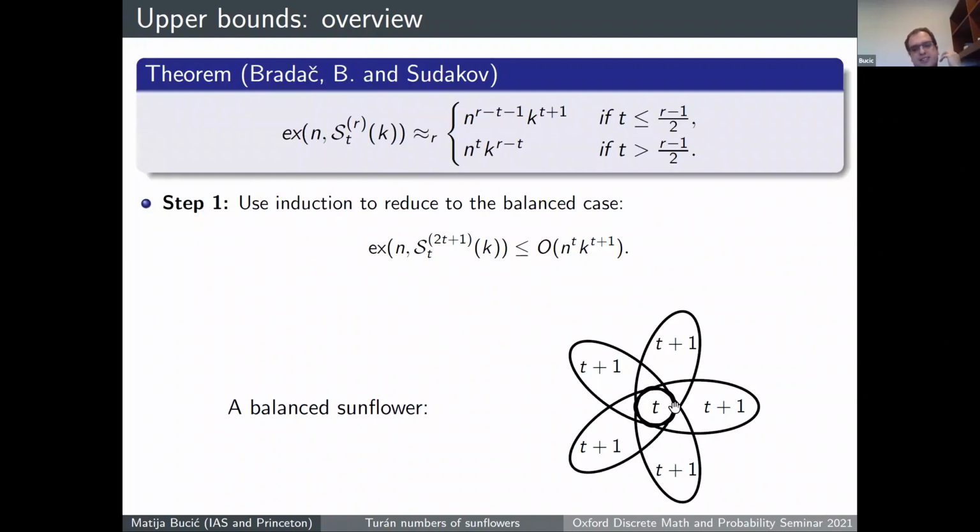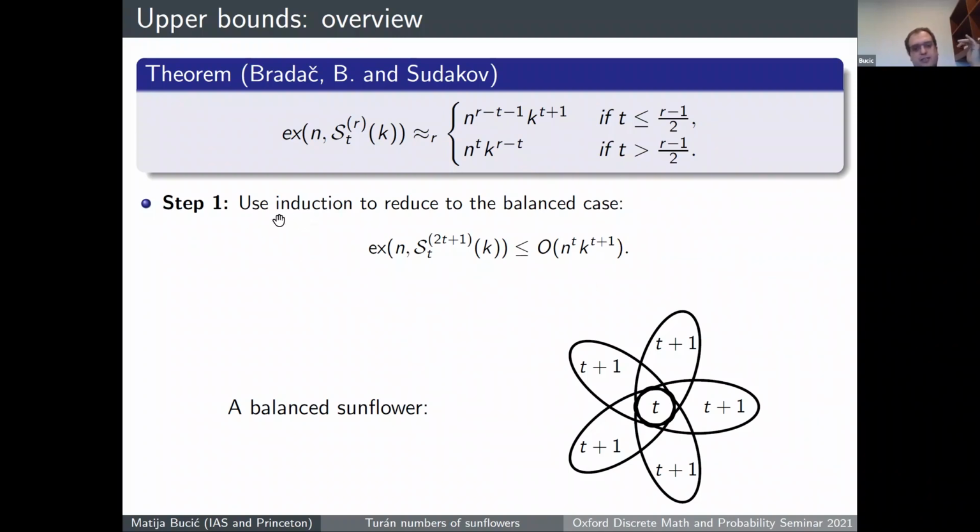So for me, a balanced sunflower is just this sunflower in which the kernel has size t and petals have size t plus 1. So as I said before, this is the one in which both regimes agree. This is the one which has the smallest Turán number. So it stands to reason that it should be the most difficult case. And in this step, we formally prove that this is indeed the case, so that you can reduce all the other cases to just proving this upper bound.